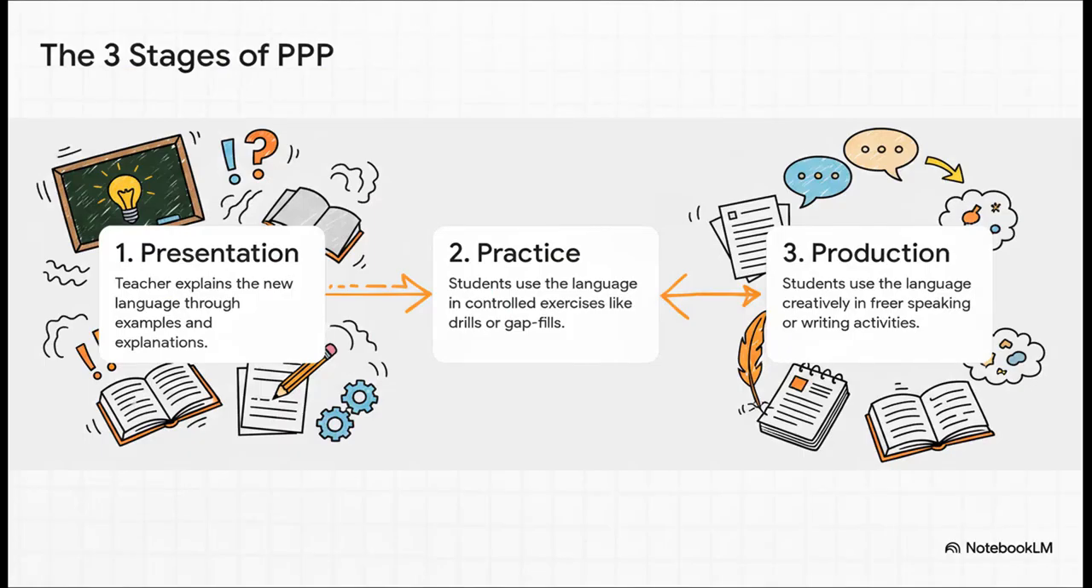So how does it work? Well, the process breaks down into three very clear stages. First, the teacher presents the new language, with lots of clear examples. Next, the students get to practice it in very controlled exercises. Think fill in the blanks. And finally, they move on to production, where they use that same language way more creatively, maybe in a conversation or by writing a short story.